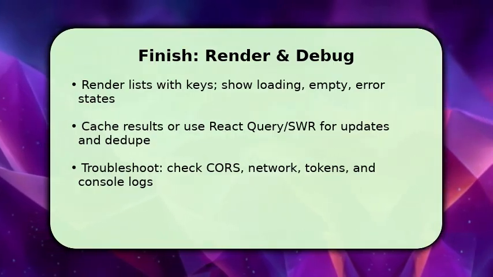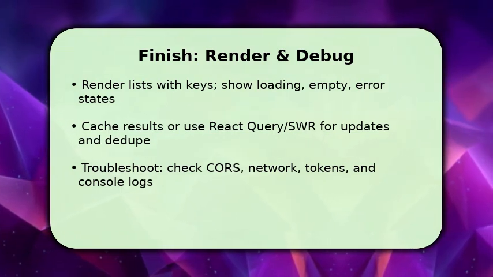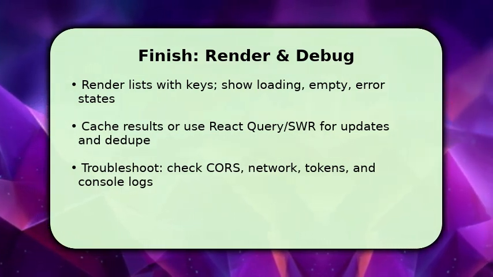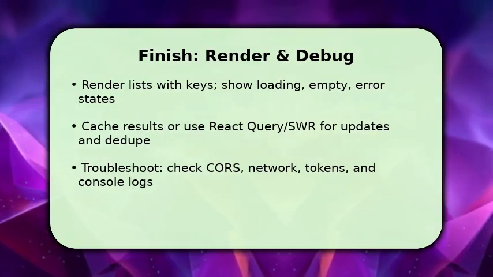If things go wrong, inspect DevTools for CORS failures, network status, and missing authorization headers. Also verify token expiry and server JSON shape to quickly identify mismatches and fix them.